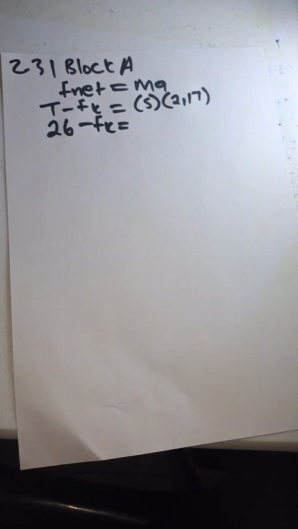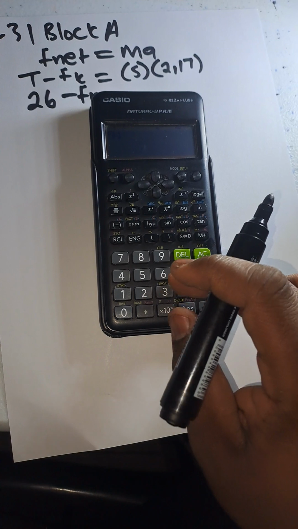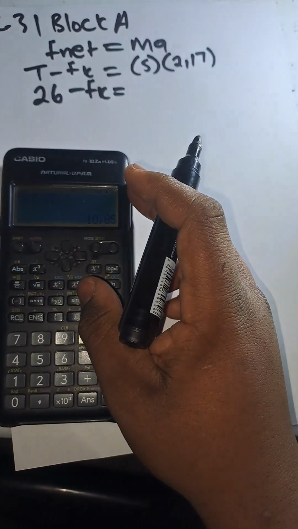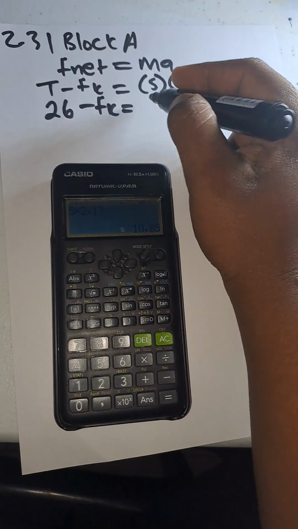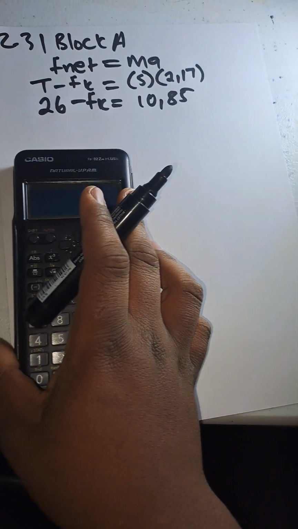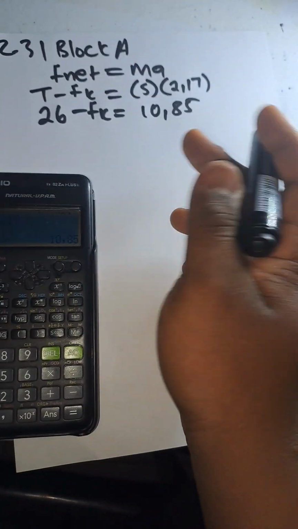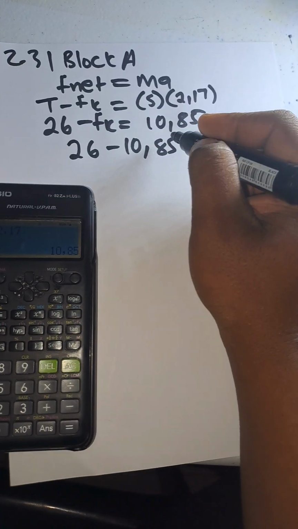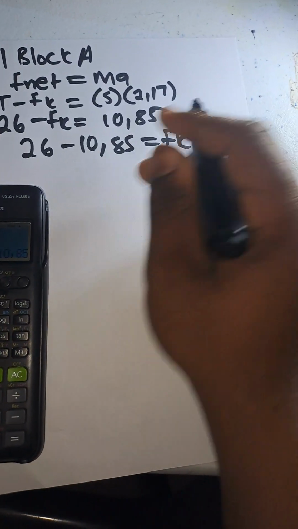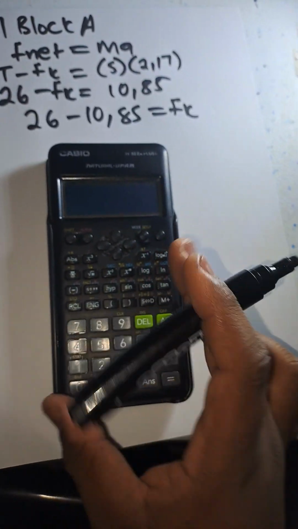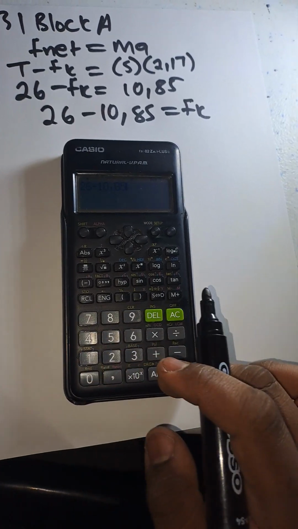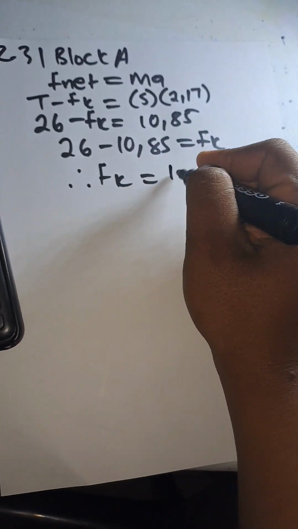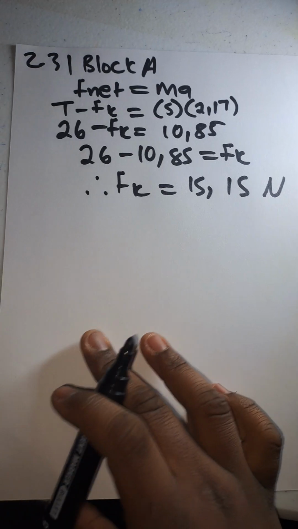It is equal to, take out your calculator, say 5 times 2.17, you'll get 10.85 there, right? Then I will do my work there. Let me take the friction to the other side since it is a negative one. So it will be 26 minus 10.85 is equal to Fk. 26 minus 10.85, I'm going to get 15.15. So therefore the Fk for block A is 15.15 newtons.